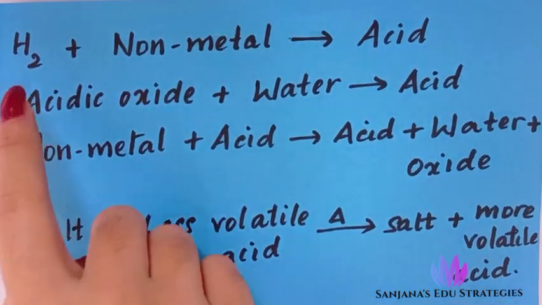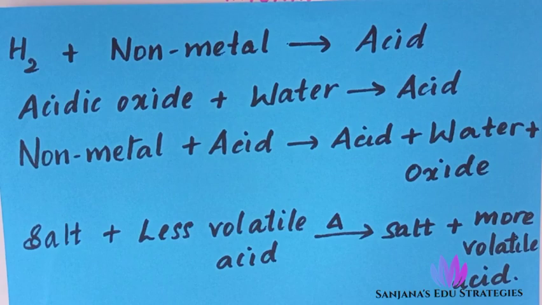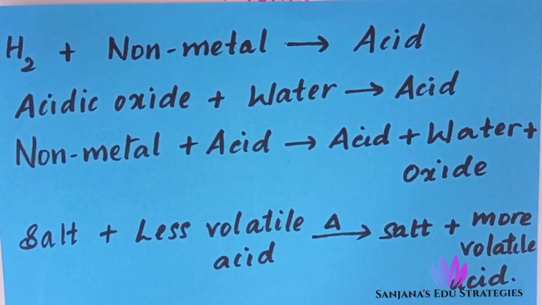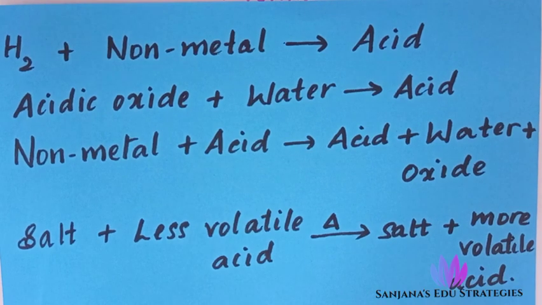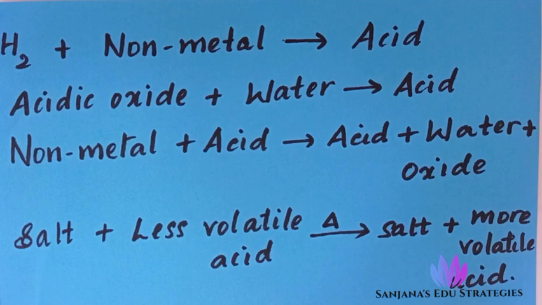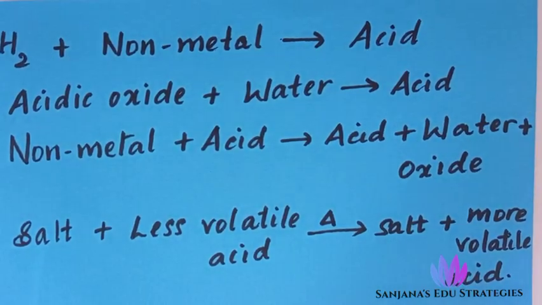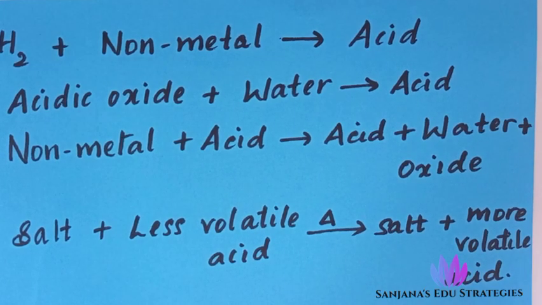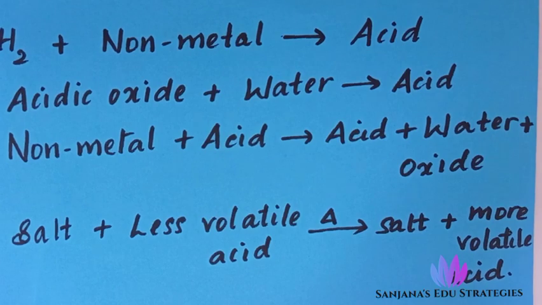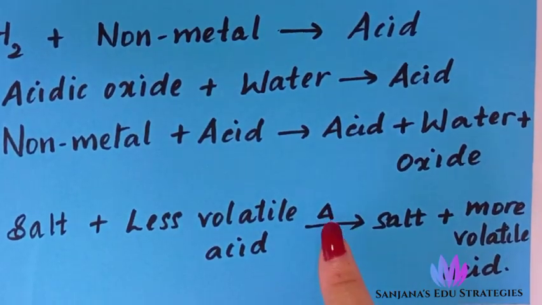So first, hydrogen plus a non-metal gives an acid. Then acidic oxide plus water gives an acid. A non-metal plus an acid gives an acid plus water plus an oxide. Salt plus a less volatile acid, that means an acid which cannot vaporize easily, forms a salt plus a more volatile acid, that is, an acid which can vaporize easily. This is in the presence of heat.